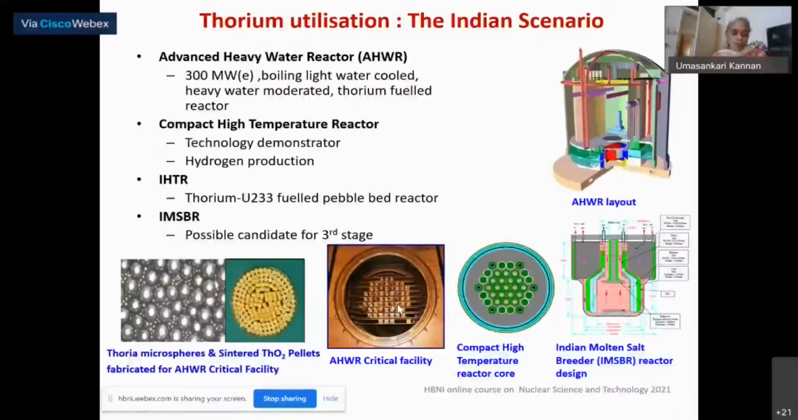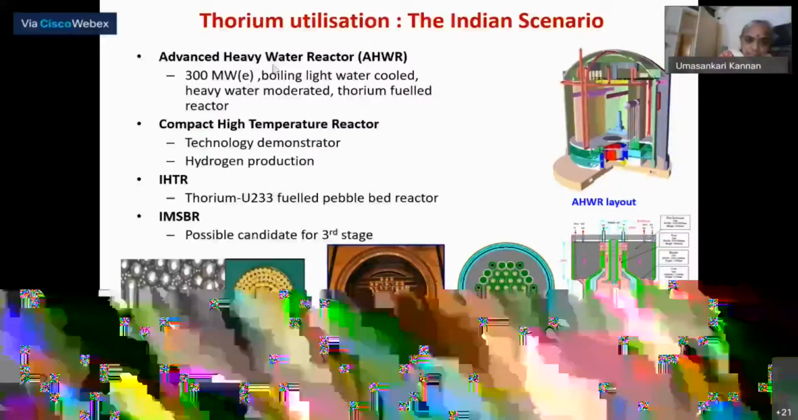Now I come to two important reactors which I was talking to you about as the third stage reactors, which is the thorium utilization in the Indian scenario. BARC is building an advanced heavy water reactor, which is a 300 megawatt boiling water cooled, heavy water moderated thorium fuel reactor. And these are all the other reactors which are being developed. I'll only talk about the MSBR and the advanced heavy water reactor.